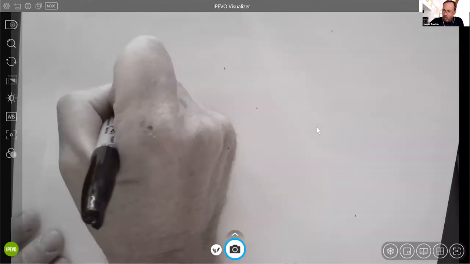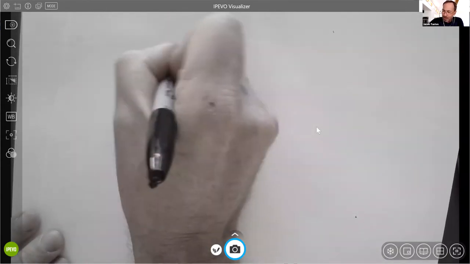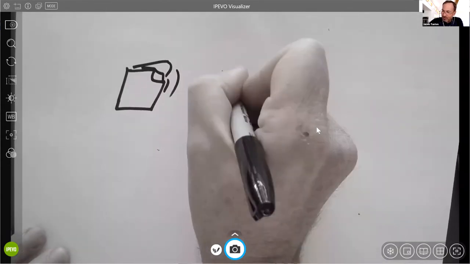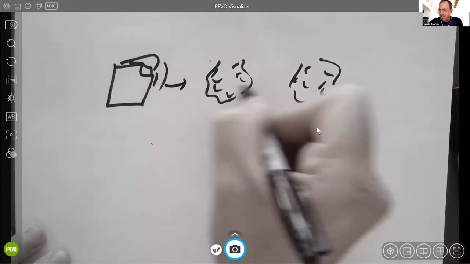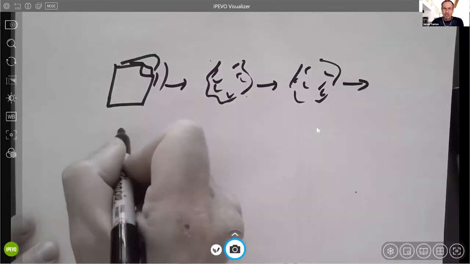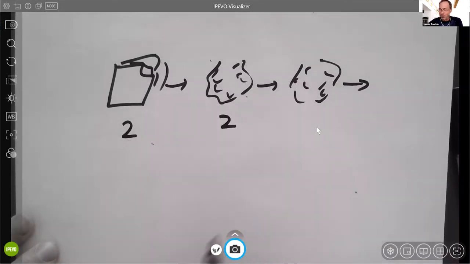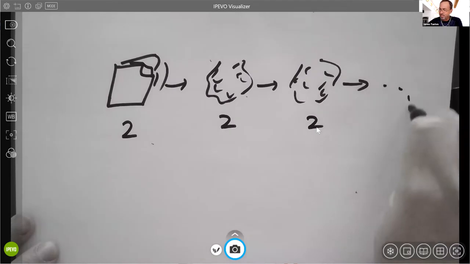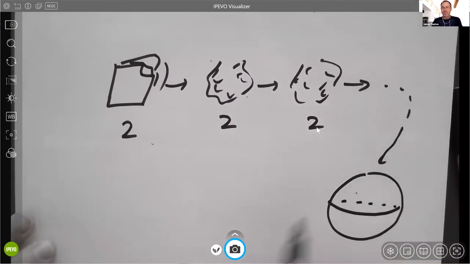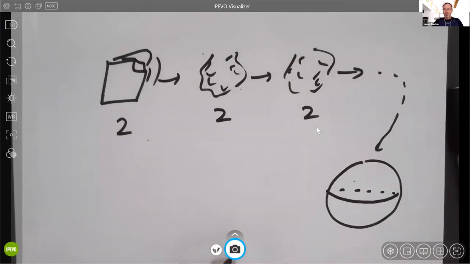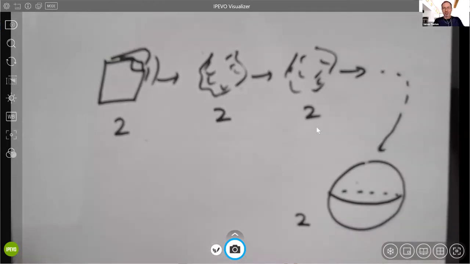I could keep shaving off corners, I don't know how to draw this, and make it more sphere-like. Keep shaving off corners. Total pointiness two, total pointiness two. Keep shaving off until it's so close to being a sphere that the human eye couldn't tell the difference. I'm wondering if that's still two.